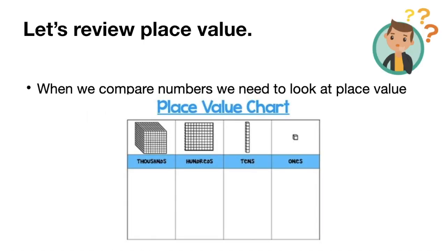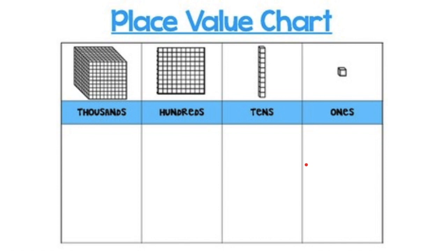First we need to review place value. When we compare numbers, we need to look at the place value. As you can see below, we do have a place value chart. It shows thousands here. We won't be using thousands, but we will be using hundreds, tens, and ones. So here's our chart zoomed in.